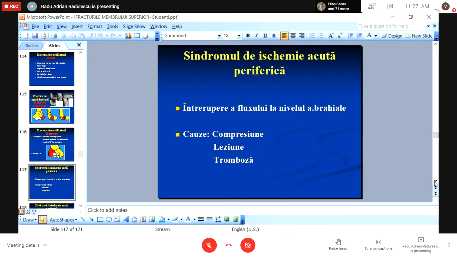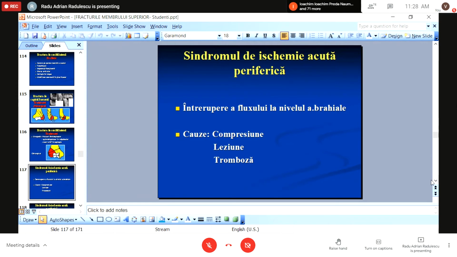The Volkmann syndrome is in fact a peripheral acute ischemia syndrome. So it is due to the interruption of the arterial blood flow towards the extremity of the limb. And this is usually due to a compression at the level of the arteries, a lesion of the artery, or a thrombosis inside the artery, meaning that the blood flow will be diminished or completely interrupted.